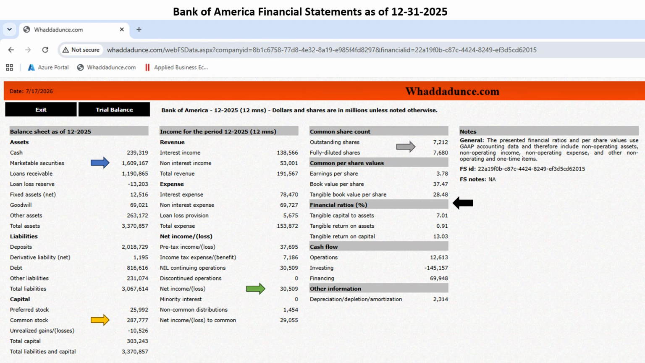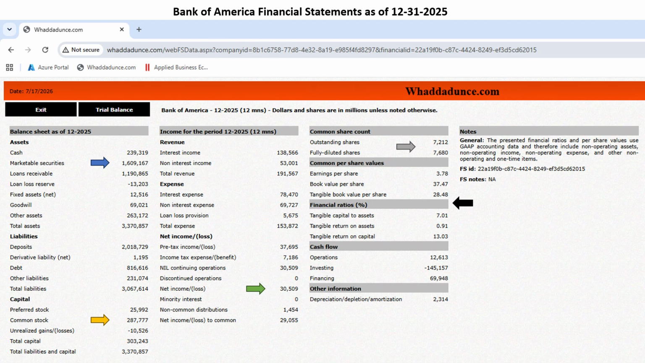And the financial statements are, you can see that to the very left-hand side is the balance sheet. The balance sheet is a snapshot of where they were at December 31st, 2025. Now, the income statement is that block that's next to it. This is the income and expense that was generated over the 12 months ended December 31st, 2025. And then the block after that are some ratios and things that we're interested in.